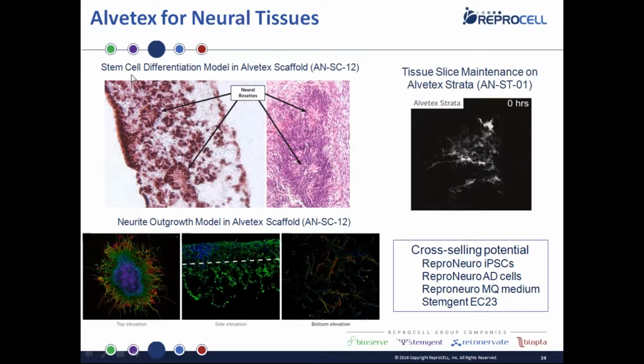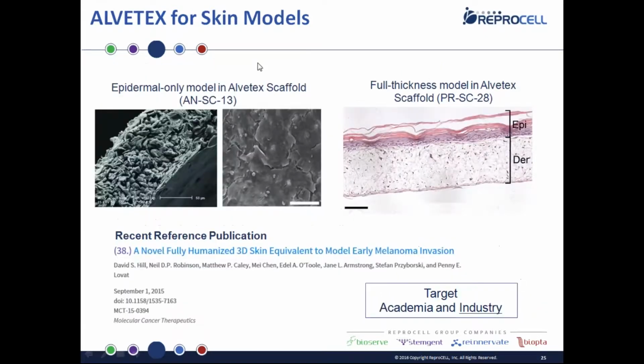So if you're working with stem cells and you want to differentiate them into neural tissues, TC23 is a retinoic acid equivalent, which is a lot more stable and will give you a lot more robust differentiation. So if somebody's interested in neural tissues, they might be interested in Alvetex, but they might also be interested in those other products. So it's always good to try and help the sister companies.